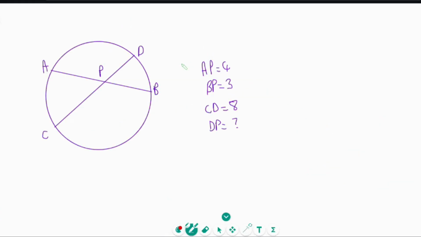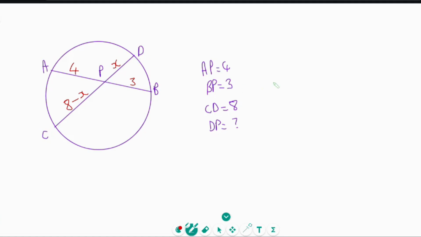Have a look at this example. Find the missing length DP. Let me put all this information onto my diagram. AP is 4, PB is 3, CD, the whole thing there, is 8. Let's just start that again. We know the whole CD is 8. We don't know DP, so I'm going to call it X. And then CP would be 8 minus X.